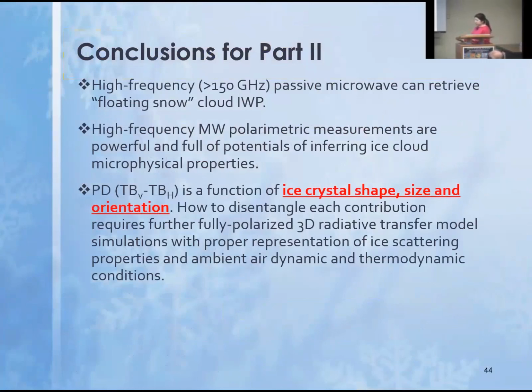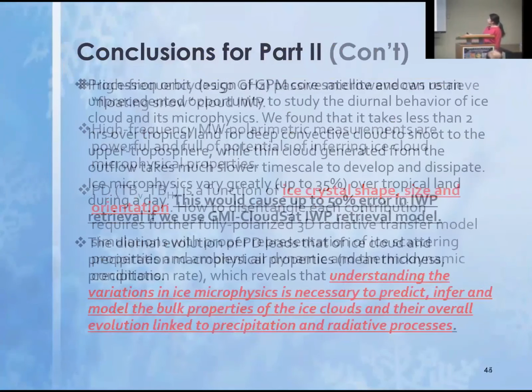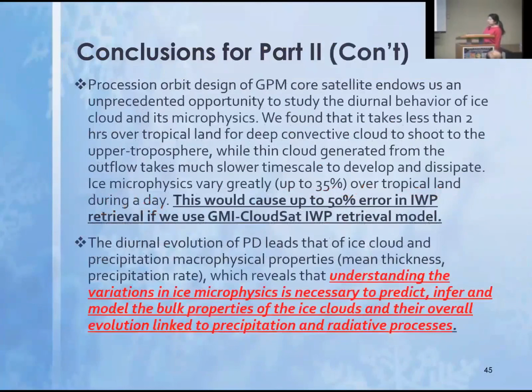And right now, Joe Monchak and Ian Adams in the Goddard GPM team are working hard on using the three-dimensional Monte Carlo method to retrieve this, and we're progressing step by step to disentangle the shape, size, and orientation information in this polarization difference signal. And the precession orbit helps us to understand the ice microphysics diurnal cycle, and we know that the ice microphysics diurnal cycle has up to 35% change over tropical land, and this would result in up to 50% error in the ice water path retrieval.